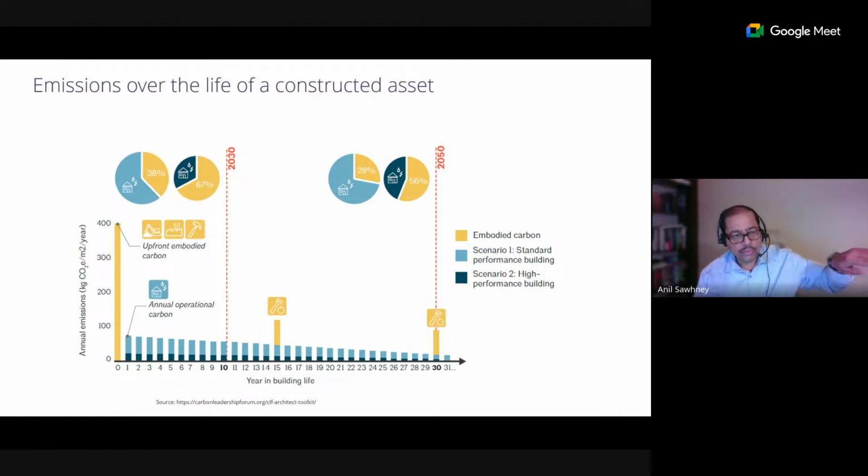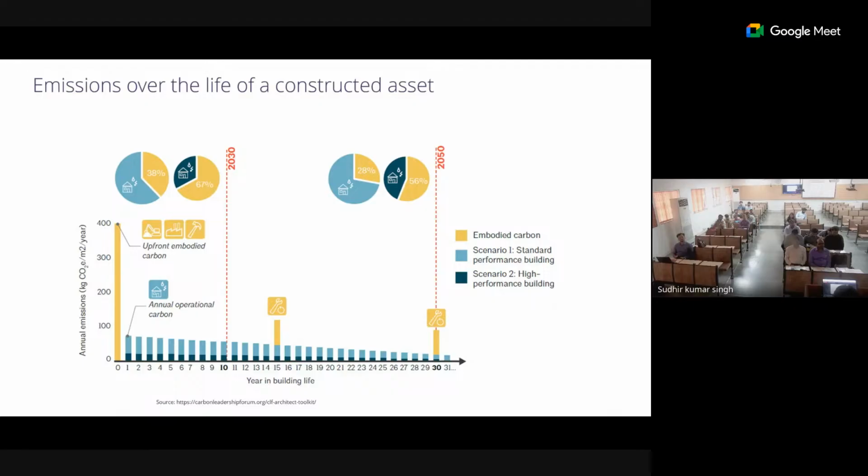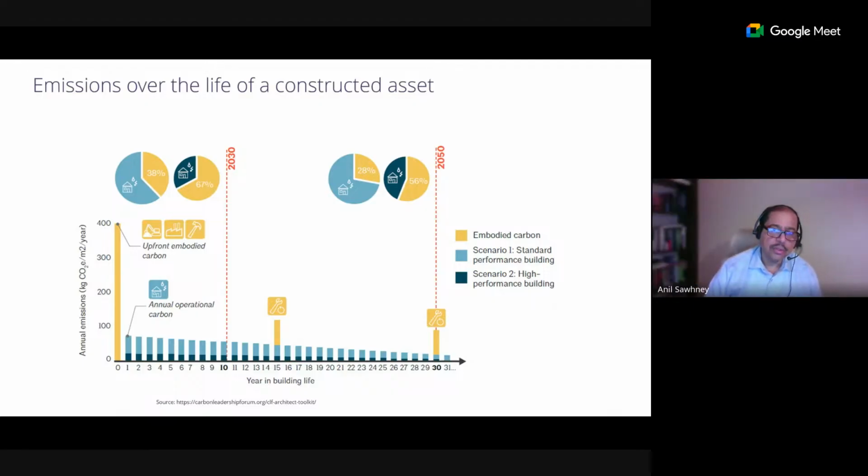So the energy source will become energy efficient. Correct. Yes. So the building is benefiting from the overall economy and the grid becoming cleaner or energy efficient. Yes, absolutely.